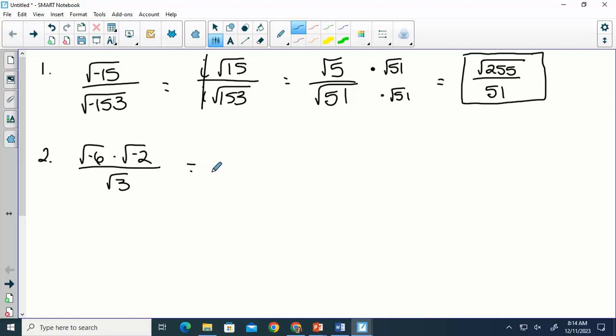So square root of negative 6 would be i radical 6 times the square root of negative 2, so i radical 2, over radical 3. So if we multiply, we get i squared radical 12 over radical 3. What is i squared?